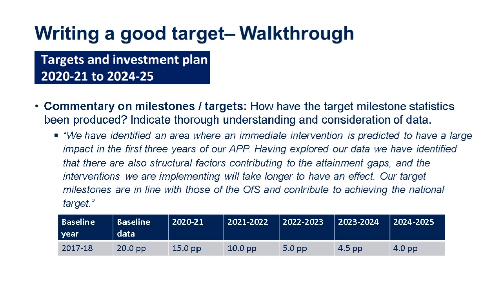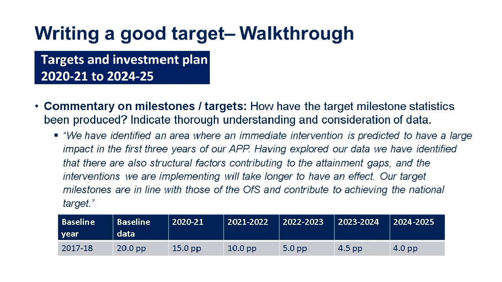So we've identified an area where an immediate intervention is predicted to have a large impact in the first 3 years of our Access and Participation Plan. And in the table below, you'll see that for the first 3 years, 2020 to 2022, we've seen a 5 percentage point decrease. That's what we expect from a given intervention for those first 3 years. Following on from that, having explored our data, we've identified that there are also structural factors contributing to attainment gaps, and the interventions we are implementing will take longer to have an effect.